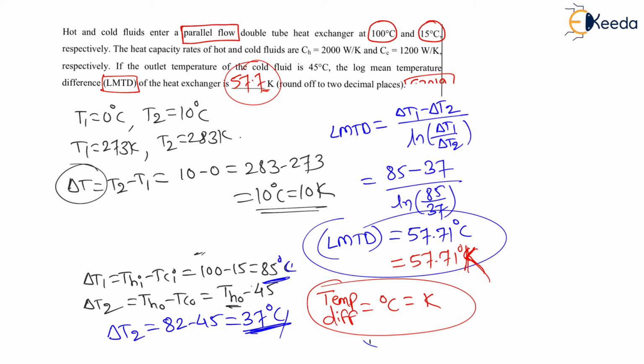But it is a temperature difference, and as it is a logarithmic mean temperature difference, the temperature difference in degrees Celsius is always equal to Kelvin. Therefore your answer is 57.7 Kelvin.